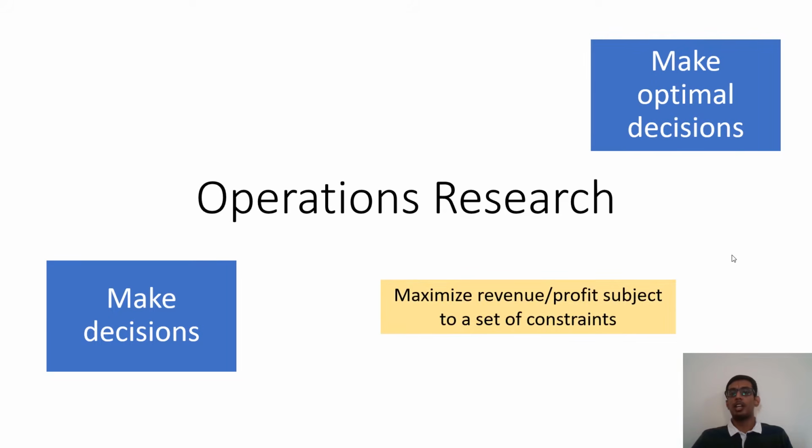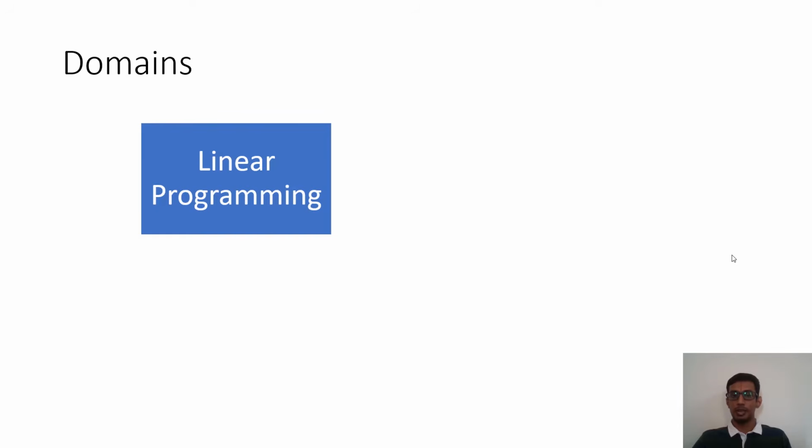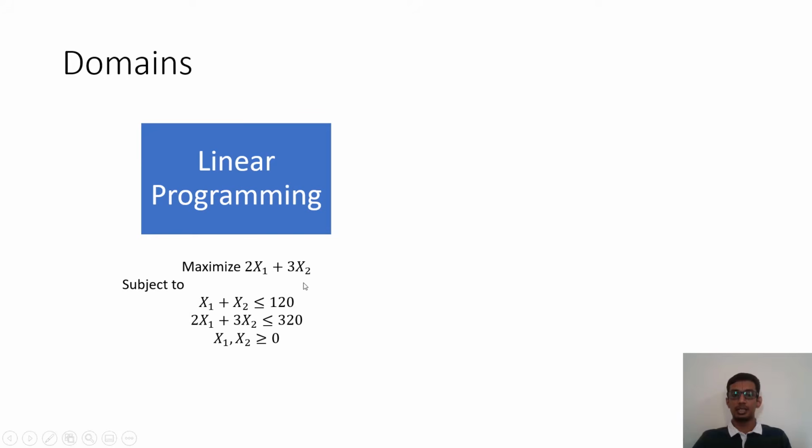So what does a typical operations research or optimization problem look like? You would aim to maximize your revenue or profit subject to a set of constraints. It could very well be that you would be trying to minimize your costs subject to a set of constraints. That is also another kind of optimization problem. So there are different domains within operations research. One such is linear programming, where you have a linear objective function and a linear set of constraints.